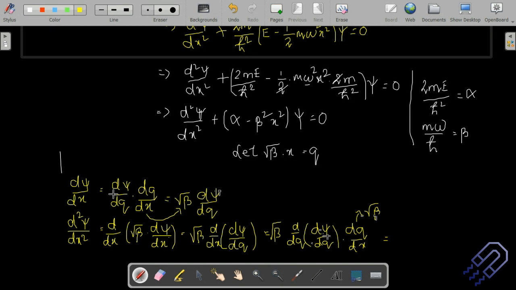dψ by dq by dx, sorry, dq by dx is root over beta, so root over beta. So we can just replace it here, and what we are going to get is beta, because root beta into root beta is beta, and d/dq of dψ/dq would be nothing but d square ψ by dq square. So this is something which we have.